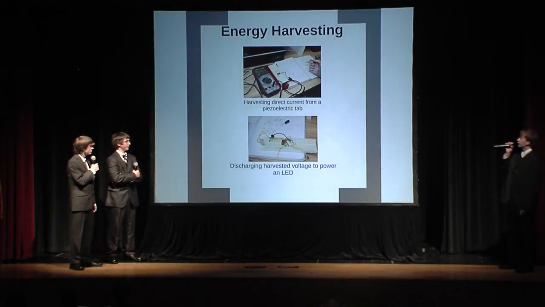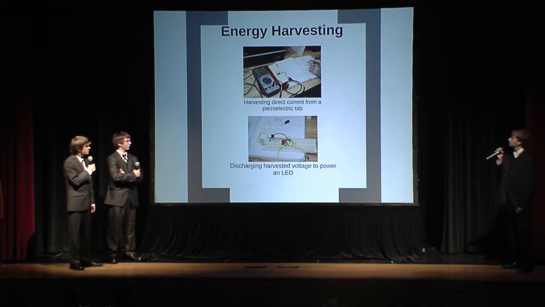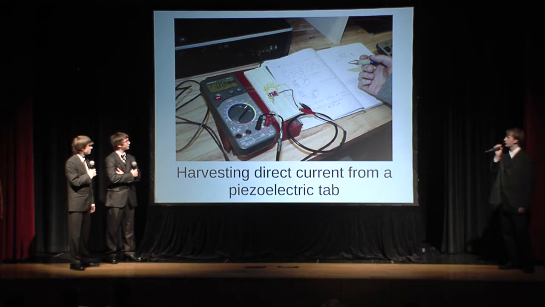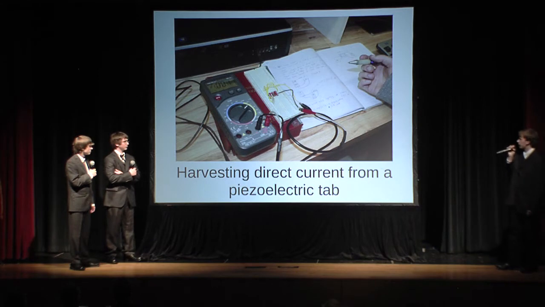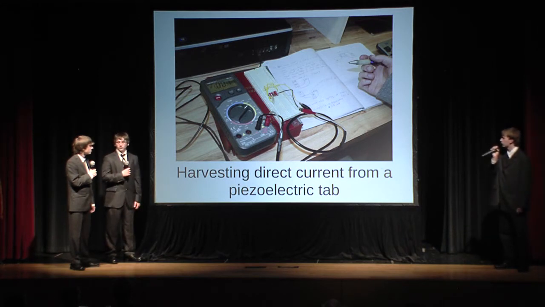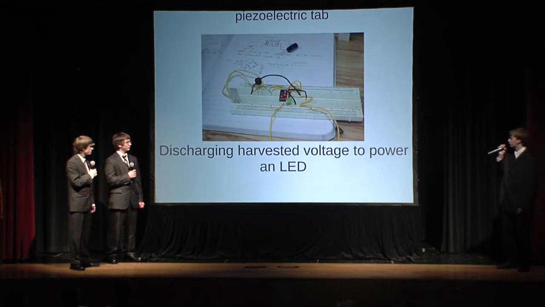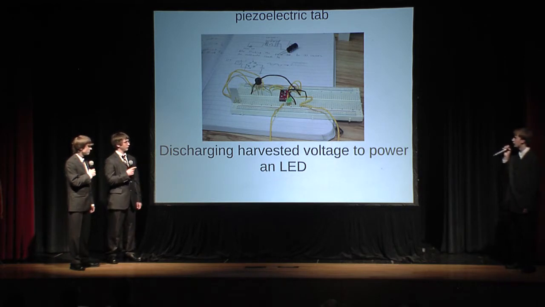All right, here we have 2 labs that we did during the year. The first one is we took the piezo tab and flipped it to create voltage that we stored in the energy harvesting circuit, and it was just generating direct current from that. And for the second experiment, we discharged all the voltage that we got into an LED, and we actually have this one as a demonstration that you will see in the gym later on.